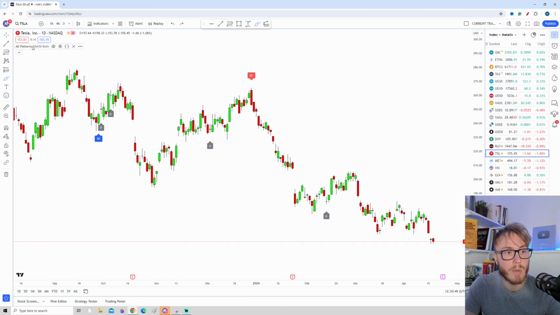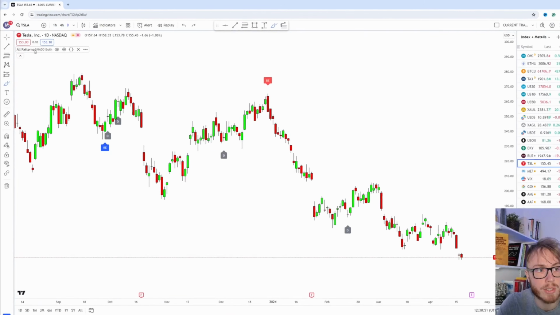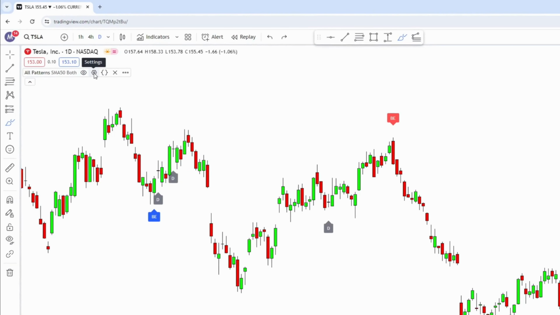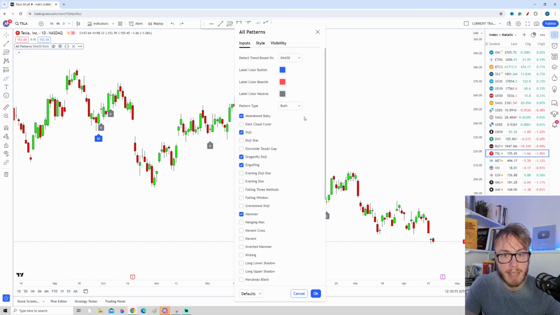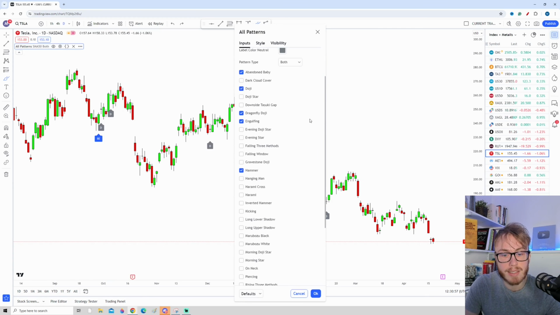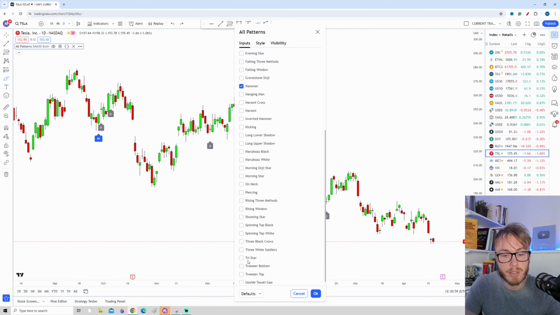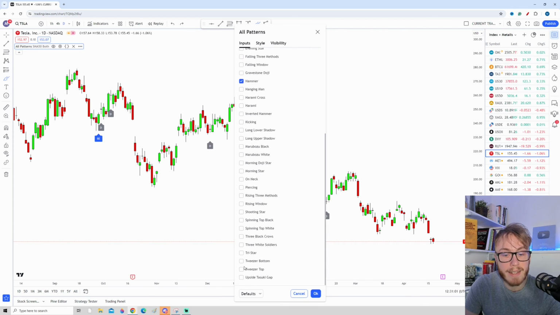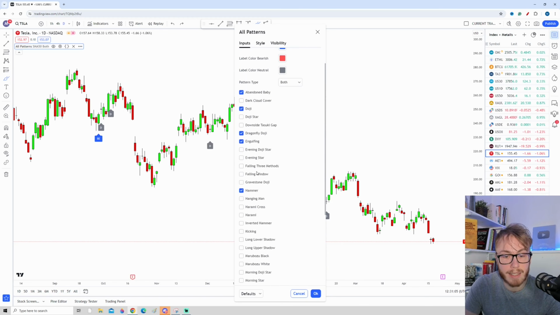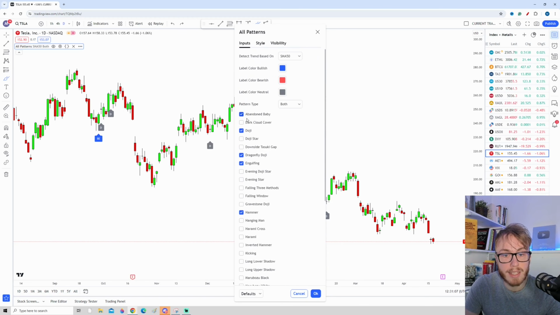But now let's actually go up to the settings tab for the indicator. So we go up here and press on the cogwheel where it says settings. And as you can see, if we scroll down, you can choose pretty much any candlestick pattern you want this indicator to automatically identify. So the standard settings are to use the abandoned baby, the doji, dragonfly doji, and so on and so on.